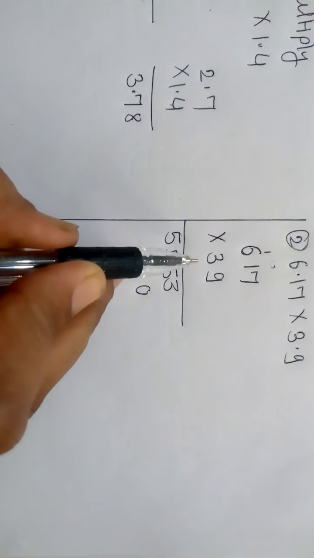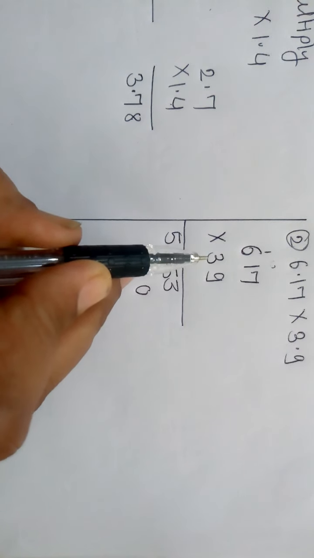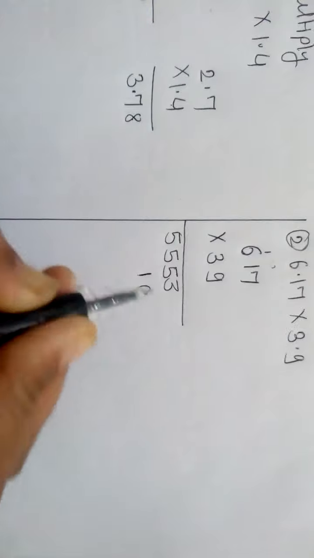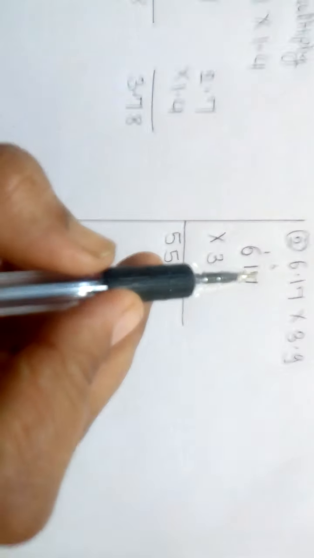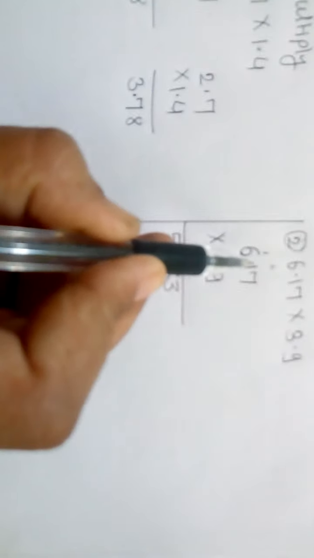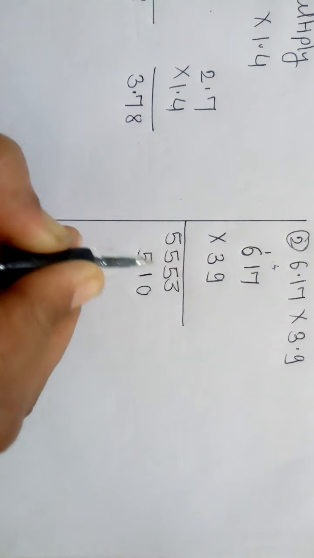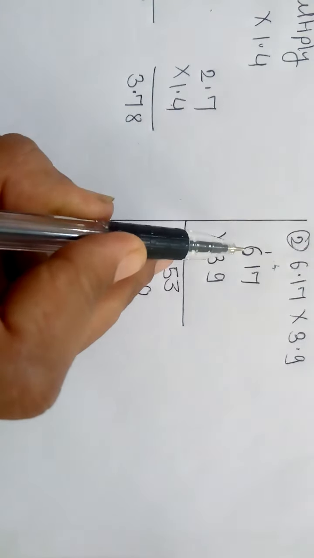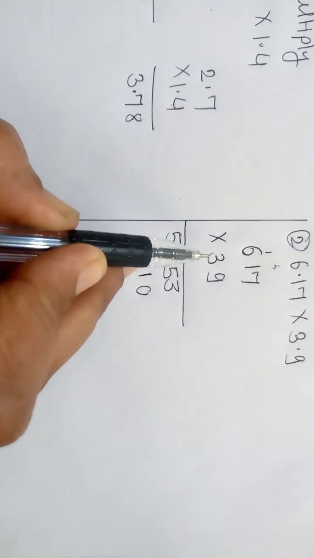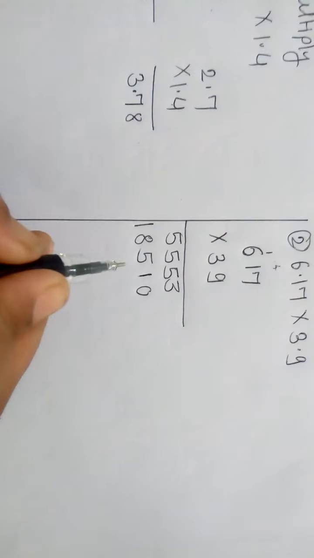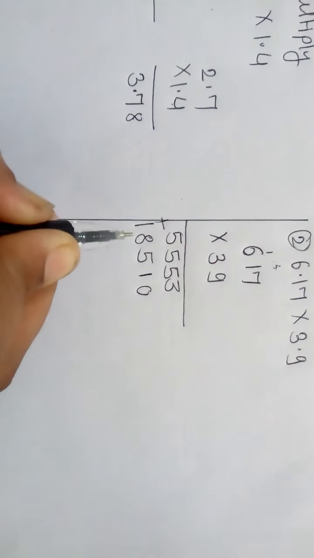Then we will multiply by this 3. Now 3 sevens are 21. Here 1, 2 carry. 3 ones are 3 plus this 2, 5. So here 5. Now 3 sixes are 18. So here 18 as it is. Now we will add these two.